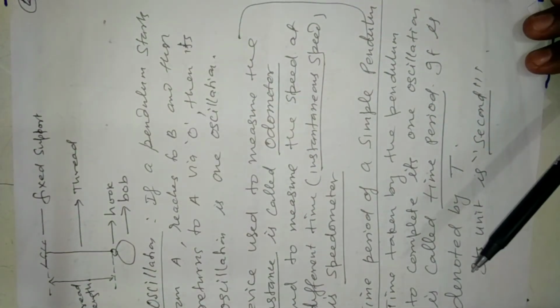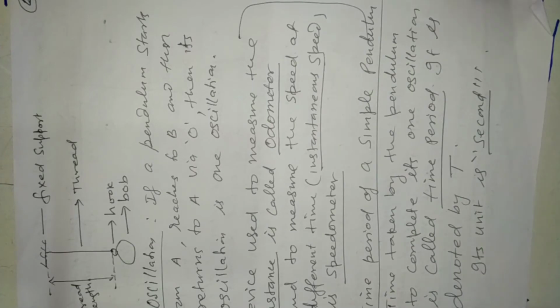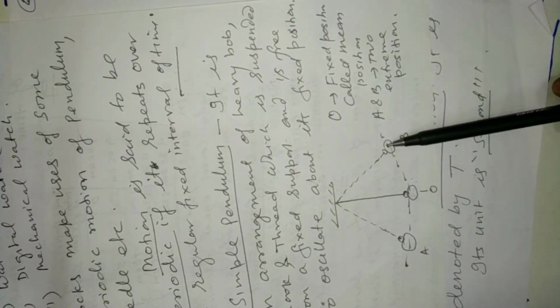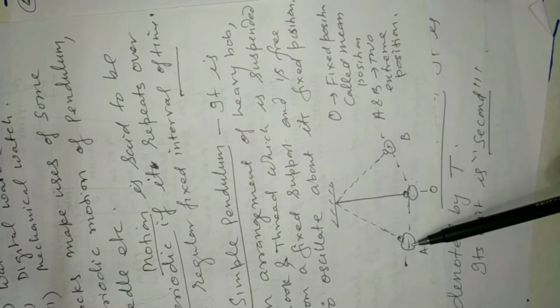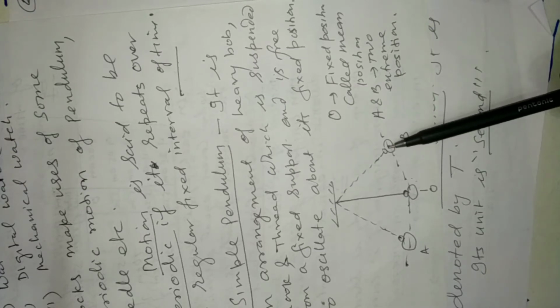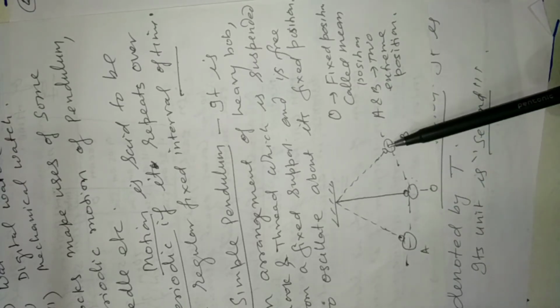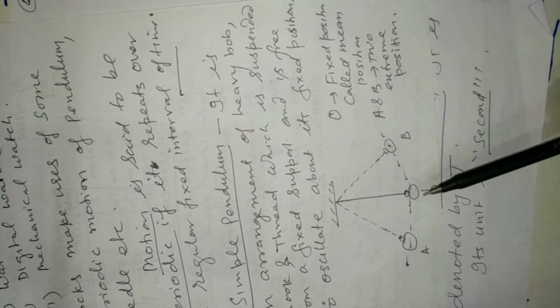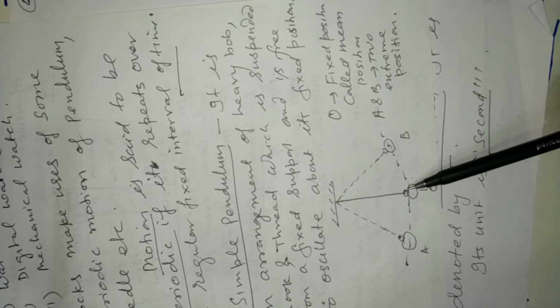So what do we mean by one oscillation? You can see in this figure, if the pendulum starts moving from A and goes to B, then again comes back to A, then this is called one oscillation. If you start counting from B, then the pendulum will go to A and then again come to B, then it will be one oscillation. If it starts from O, then it will go to A, then again come to O, then B, then again come to O, then it will be one oscillation.